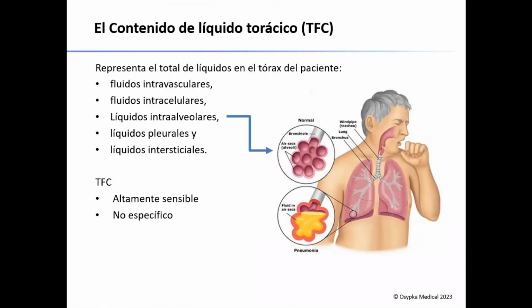Let's talk about the thoracic fluid content. The thoracic fluid content, or an excess of it, can be determined either by intravascular or intercellular fluids, or by fluids sitting in the lungs, or pleural effusion, or interstitial fluids. So the thoracic fluid content is not specific, very important, but it's highly sensitive. As soon as a patient has somewhere in the thorax excess fluids, this number goes up.